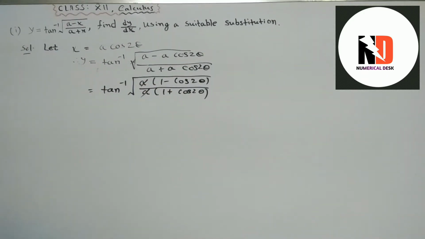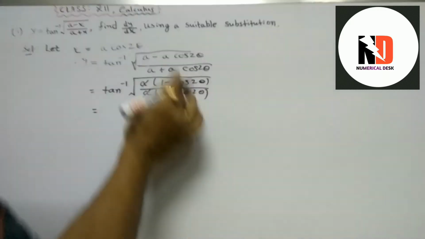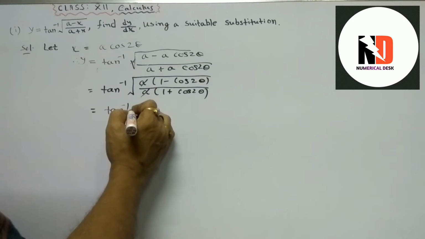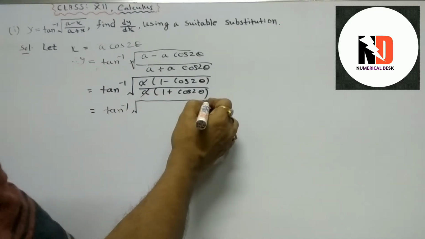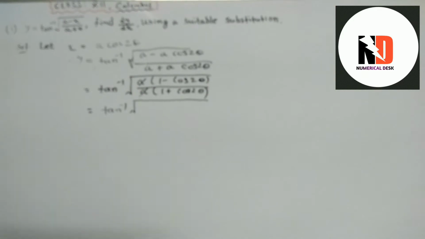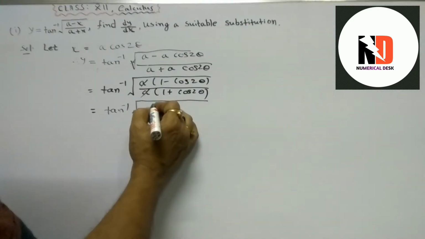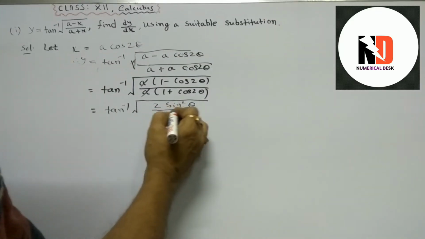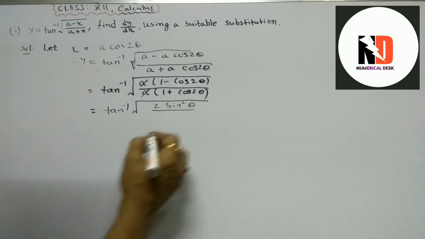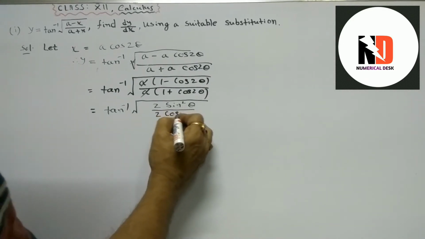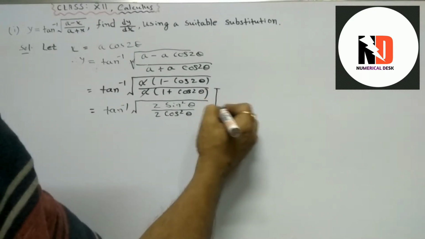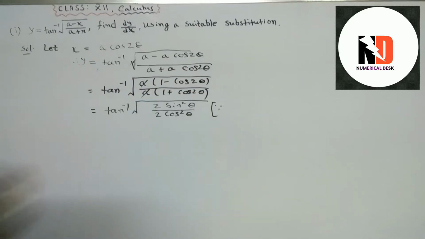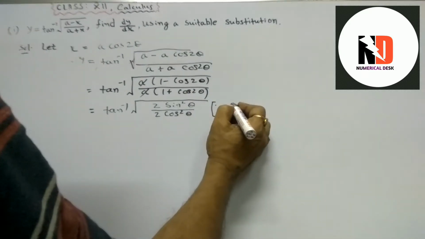So a will go out. Now what is remaining? So tan inverse (1 minus cos 2 theta) by (1 plus cos 2 theta). But 1 minus cos 2 theta equals, as you learned in the multiple angles, 2 sin square theta, and 1 plus cos 2 theta is equal to 2 cos square theta. I am writing in the bracket.